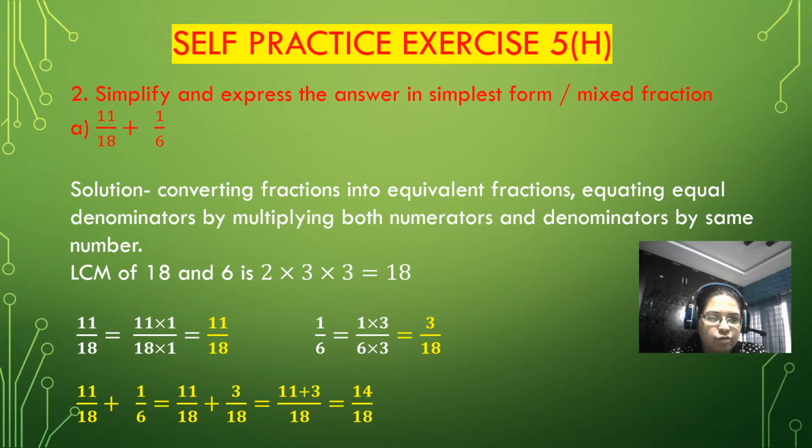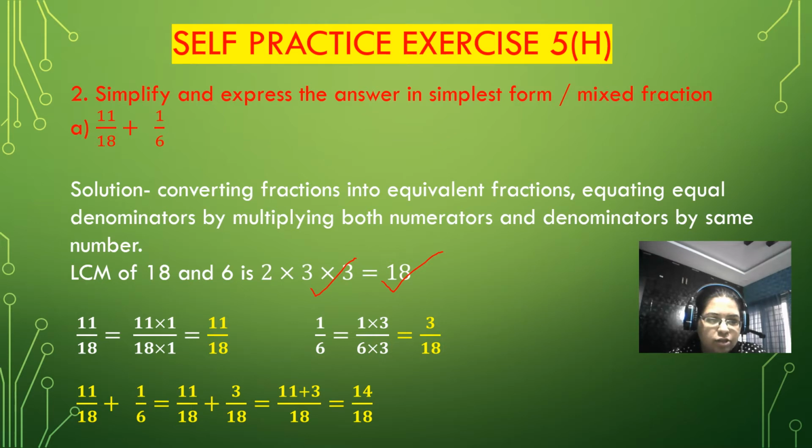First we have to convert these fractions into equivalent fractions, multiplying the same number with both numerator and denominator, which is equal to the LCM of the denominators 18 and 6. First find out the LCM of 18 and 6. We know prime factorization of 18 is 6 multiplied with 3 and prime factorization of 6 is 6. So LCM of 18 and 6 is 6 multiplied with 3, that is equal to 18.